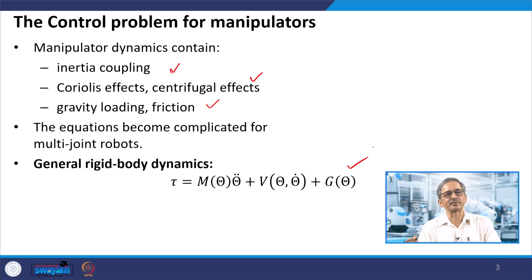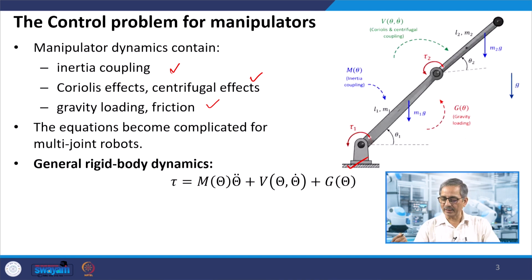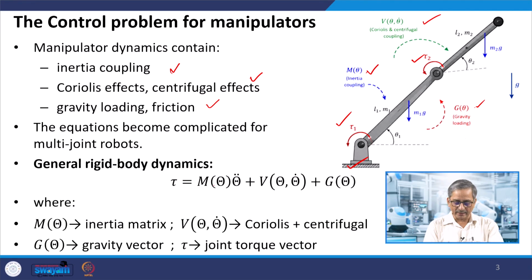This is the equation which I have been talking about, and this figure is about, say, a two-arm manipulator, where you can see tau 1 and tau 2 are the joint torques. You have the inertia coupling indicated here, the Coriolis and centrifugal coupling, as well as the gravity loading indicated in this figure. Here this is the mass matrix term, this is your Coriolis plus centrifugal term, this is the gravity vector, and we have the joint torque vector.